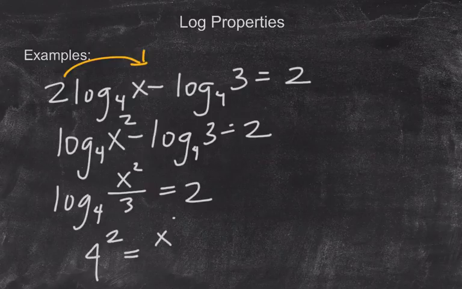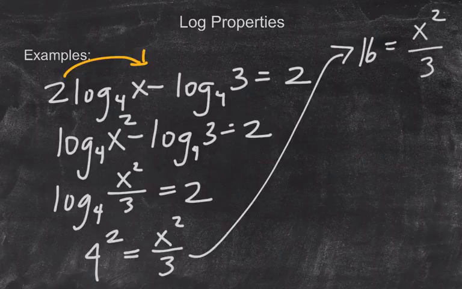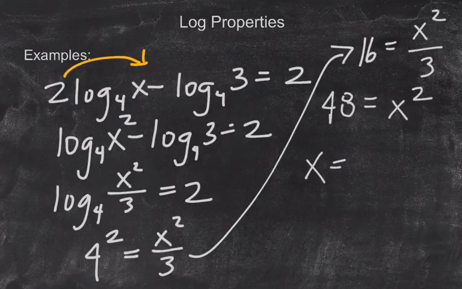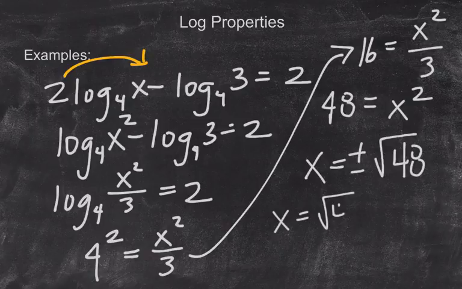4 squared equals x squared divided by 3. 4 squared is 16, so 16 equals x squared divided by 3. Multiply by 3 on both sides to get 48 equals x squared. And so x equals plus or minus the square root of 48. Remember that we can't have log of a negative number, so my only solution is x equals the square root of 48.